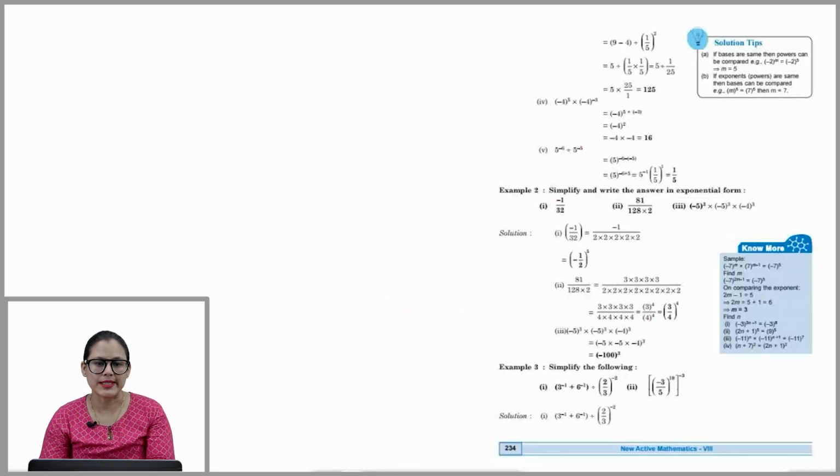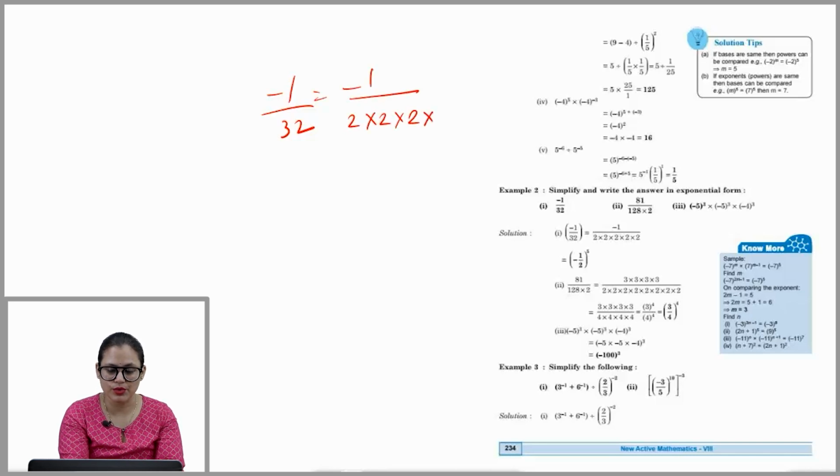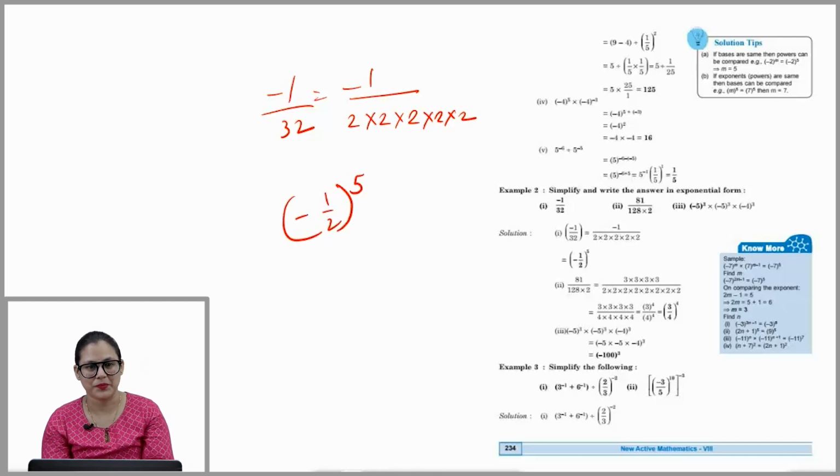Next, example 2. Simplify and write the answer in exponential form. Okay, minus 1 by 32. How can we write it in exponential form? You know that 32 is 2 into 2 into 2 into 2 into 2. That is minus 1 by 2 raised to the power 5.